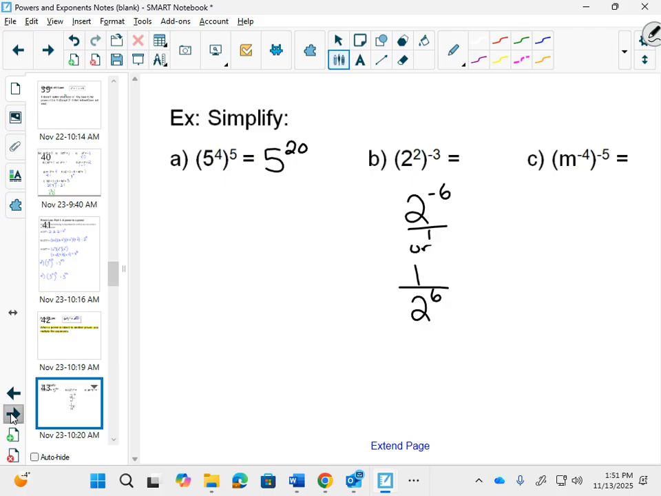And the last one. What is minus 4 times minus 5? 20. Positive 20. But it's not negative? No, because negative times negative is positive.